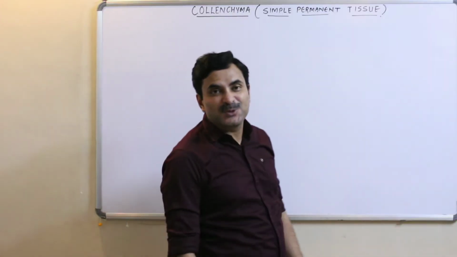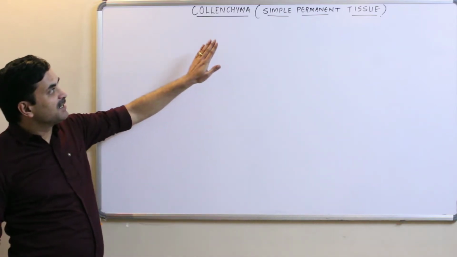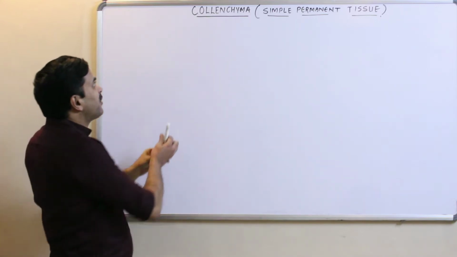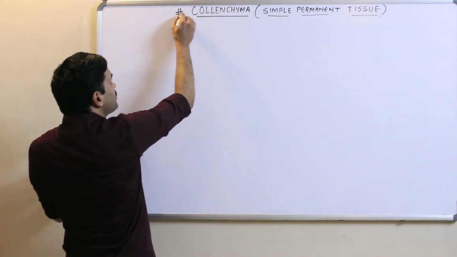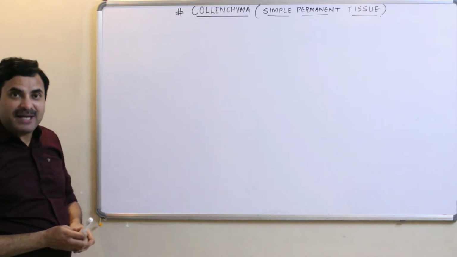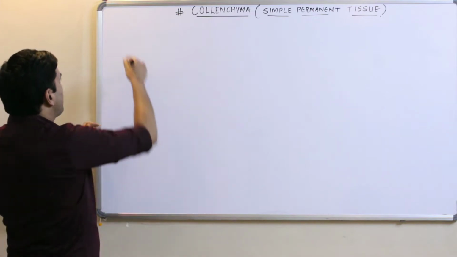Hello to all, hope you all are well, and today we'll be starting with another type of simple permanent tissue, and that is known as the Collenchyma. In the last video we discussed a simple permanent tissue, the parenchyma. Now let's have a look at what Collenchyma is.